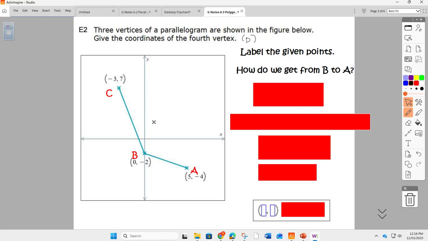Okay. So D, I know if it's a parallelogram, D is going to be somewhere around there, right? So I need the ordered pair. If I'm going to plot a point, I have to know its ordered pair. So it's a lot easier than you think. How are we going to get from B to A? We need an x-coordinate and a y-coordinate. We're going to look at our x-coordinates, then our y-coordinates. Our answer is going to be an ordered pair, an x and a y-coordinate. So far, so good? Okay.